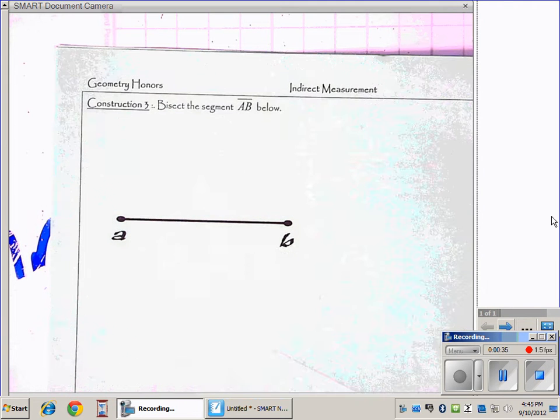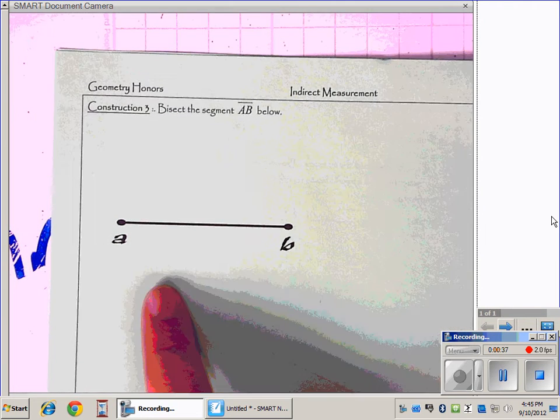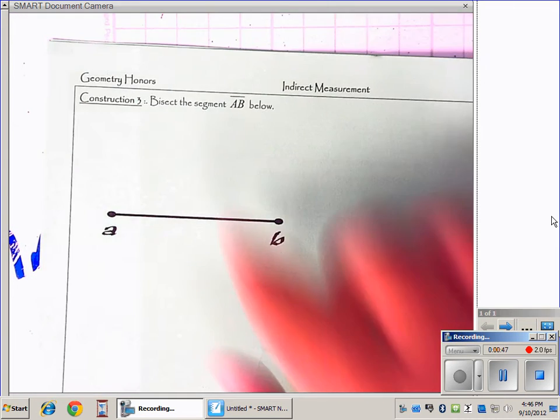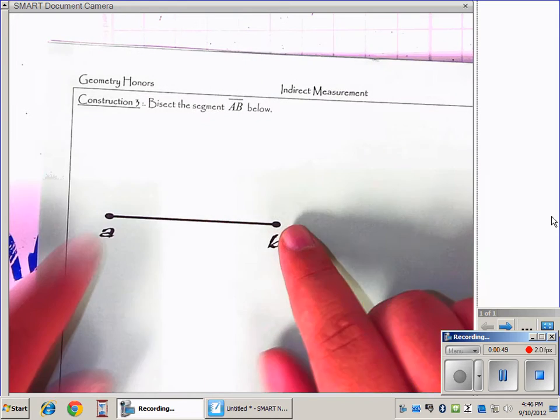Number three, you're bisecting a segment AB given below. So bisect, remember, means cut directly in half. Again, we're going to use this idea that you're going to be intersecting arcs. Now, in the end, when you're looking at a bisector, you're really looking at a set of points that are equidistant to both A and B.